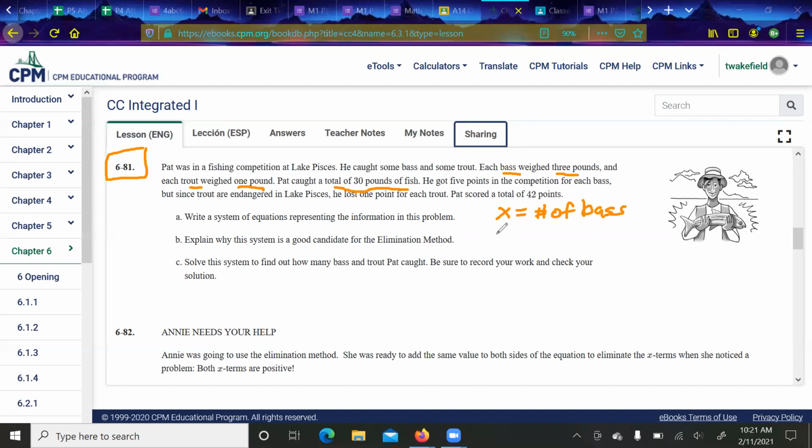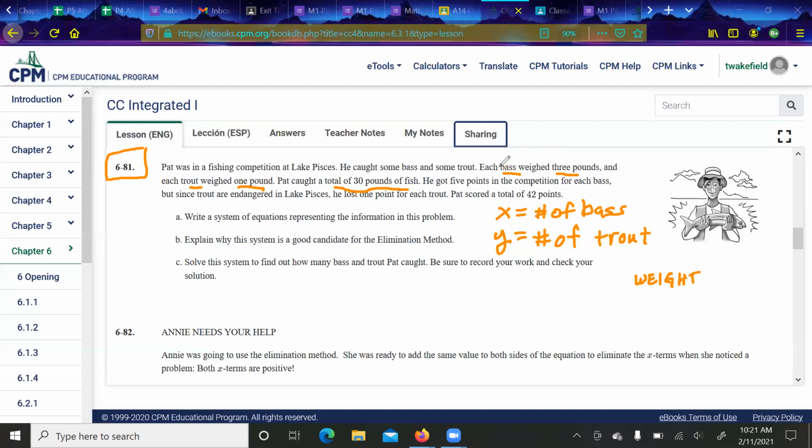The other type of fish, what's the other type of fish we had, guys? You can unmute yourselves and talk. Trout. Good job. All right. Number of trout. Okay, so X is the number of bass, Y is the number of trout. So since they told us the weight of everything, one of our equations is going to be the weight. We'll put all the weight numbers together.